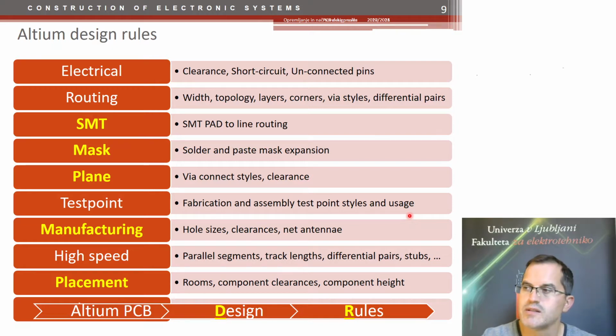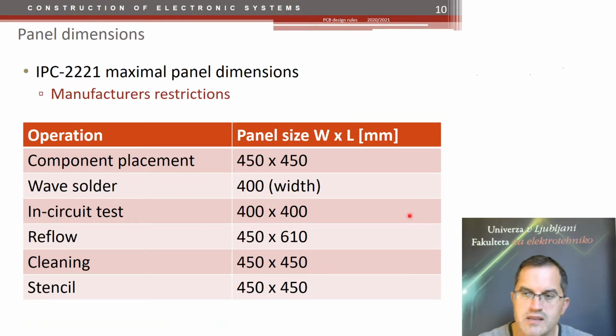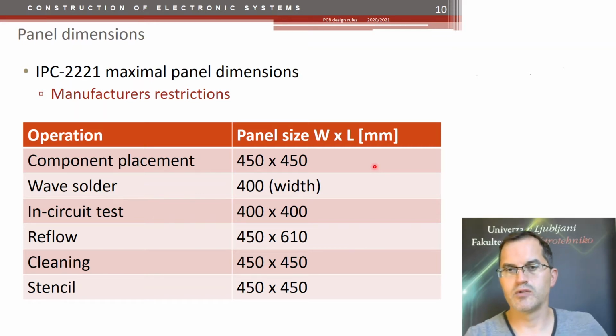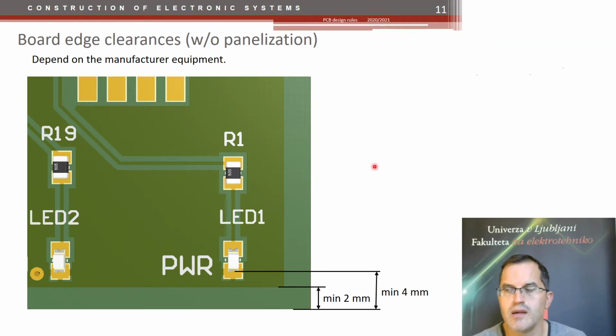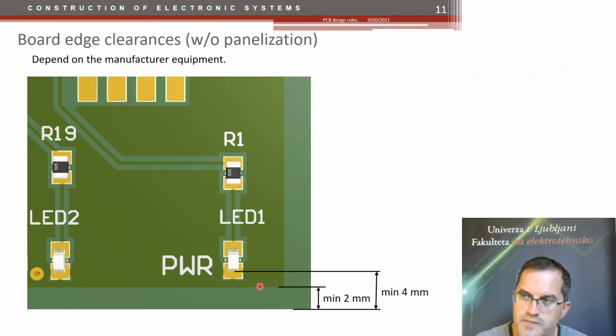Okay, let's start a little bit with the basic dimensions, what you can do. In IPC standard, you have defined the largest size of different processes in the PCB production. You are not needed to know this by heart, but you should be aware that you are limited in size. You cannot make 1 by 1 meter PCB. And according to these tooling restrictions, there are restrictions about the edge clearances for copper and components.